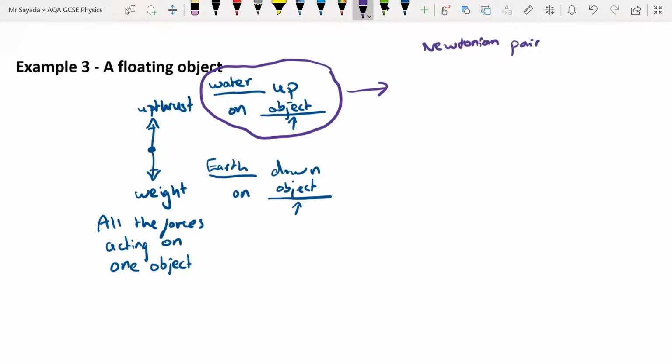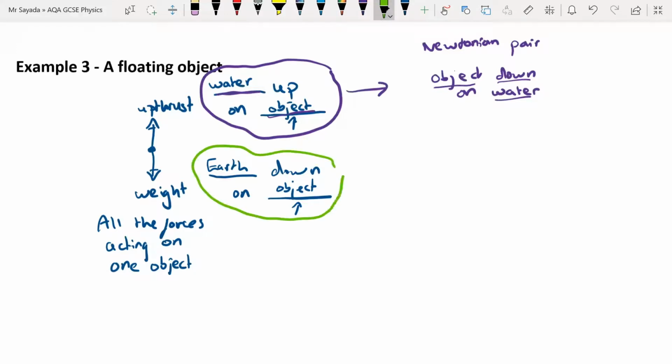You should have now written down what you think the Newtonian pair for the force of the water up on the object is. The answer is that it's the force of the object down on the water. Once you get the hang of it, it's quite straightforward to do because you just swap the two objects around and change the direction. This one was water up on object, so the Newtonian pair is object down on water. Let's now do the same thing for this force over here.